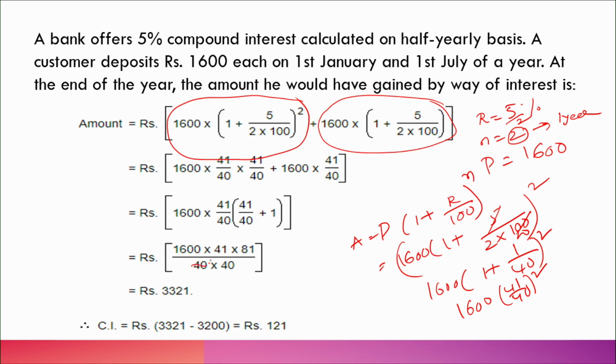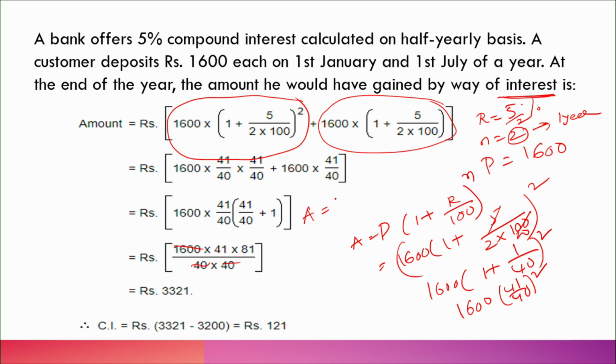So, 4140 minus 40, that is 1600, this 1600 gets cancelled. So, 4181, that is 3321. This is the total amount, but what is required here? Interest is required. What is the interest?